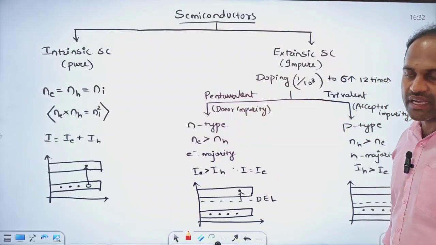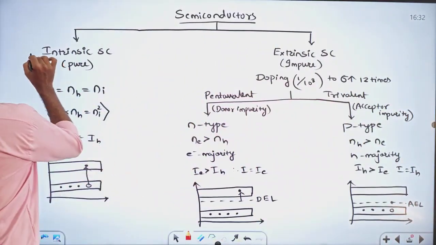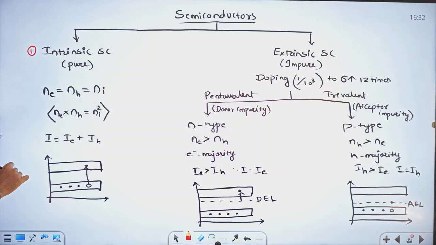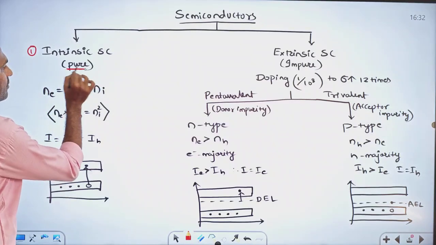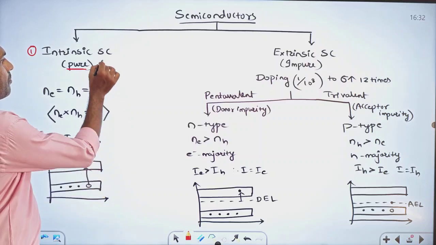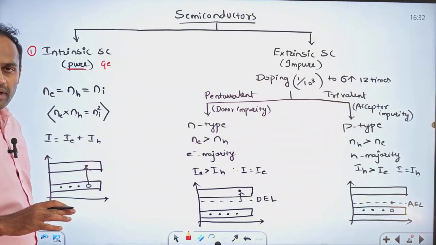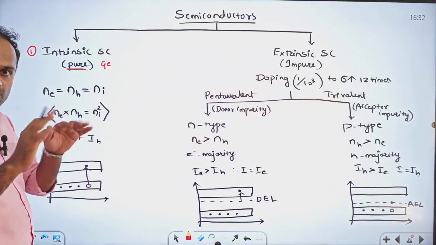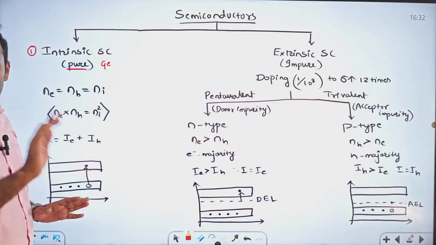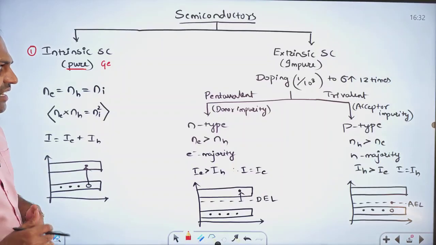See, division of semiconductors. How many types of semiconductors are there? In semiconductors, the first type is intrinsic semiconductor, which is called an extremely pure form of semiconductor. Pure means, for example, I can take germanium. If you take germanium as an example, all the atoms in that sample must be germanium atoms only. No other single atom should be mixed. Then it is called pure, intrinsic, right?